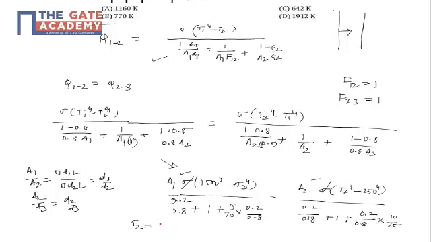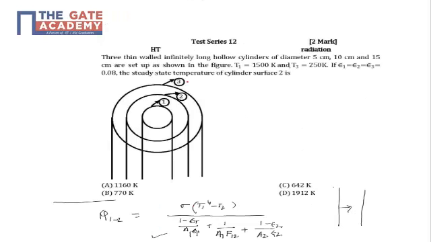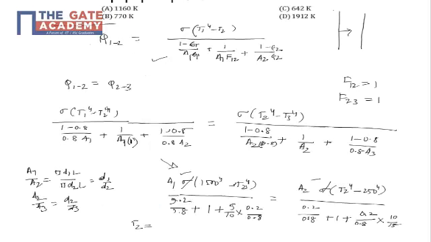So if everything is known, we get an expression in T2 power 4, and once we solve it and take the fourth root, we get 1160. So the answer is 1160.